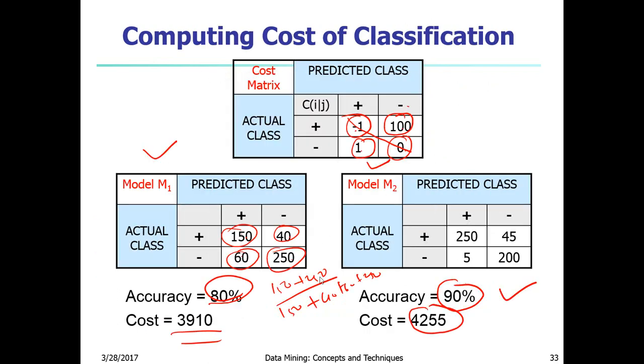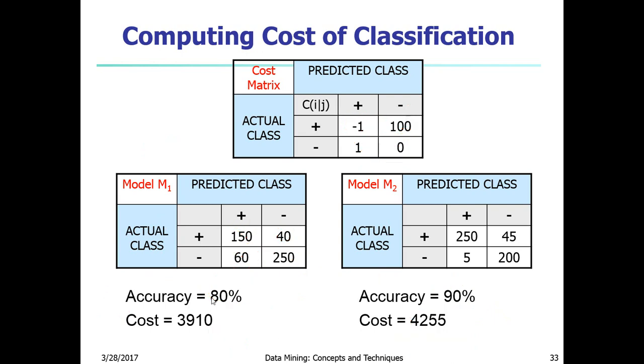Alright, so one point. Wherever you have more importance for accuracy, you will always go for model 2 without worrying about the cost that you are incurring. But if cost is an important factor, then you always go for the model that incurs less cost, but accuracy would have to be compromised in that case.